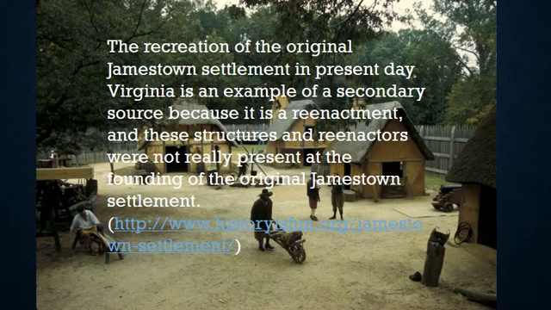The recreation of the original Jamestown settlement in present-day Virginia is an example of a secondary source because it is a reenactment, and these structures and reenactors were not really present at the founding of the original Jamestown settlement.